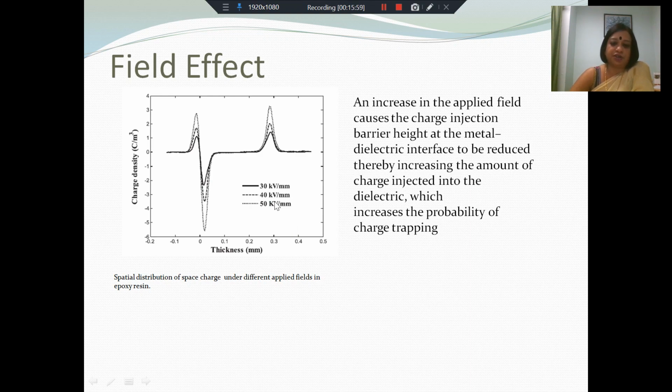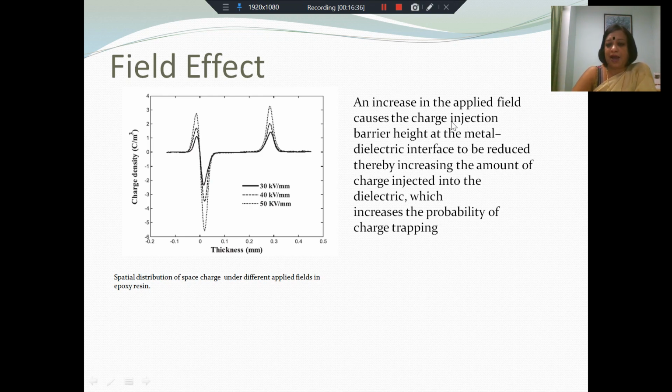30 kV per millimeter, 40 kV per millimeter, 50 kV per millimeter. And we can see that as the applied field increases, the space charge density also increases, which means more and more charge is injected into the material and it is trapped. Of course, the amount of charge that will be injected at an electrode dielectric interface also depends on the material of the dielectric. So if you use gold instead of aluminium or some such thing, depending upon the work function of the electrode material, you will have more or less charge because you need energy for charge to be injected.